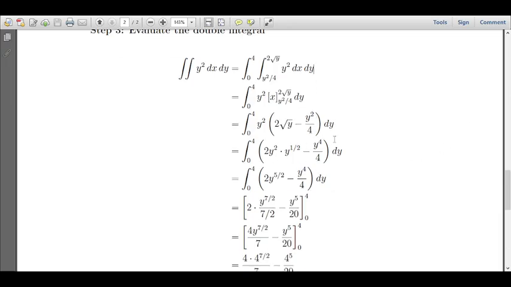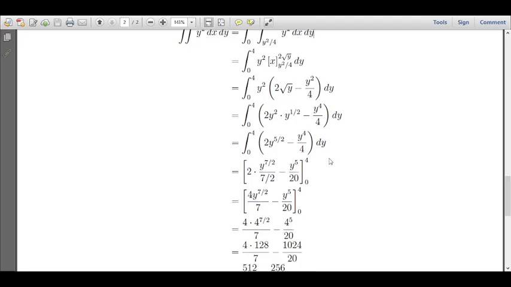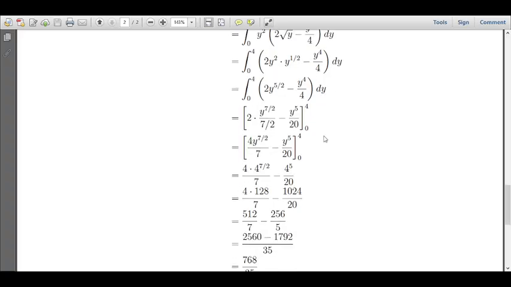Right? So this is integral 0 to 4. Multiply that 2 into y square, y power, since root y is y power 1 by 2, minus y power 4 by 4, dy, since y square into y square by 4 is y power 4. So this becomes 2 into y power 2, since bases are equal, add the powers, y power 2 plus 1 by 2, which is y power 5 by 2, minus y power 4 by 4, dy, which will be integrated with respect to y between the limits 0 to 4.